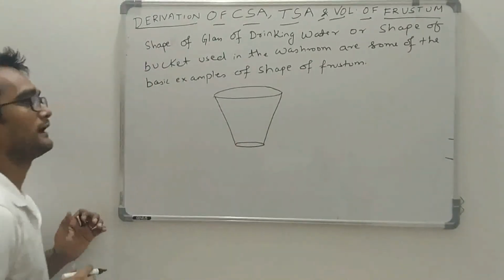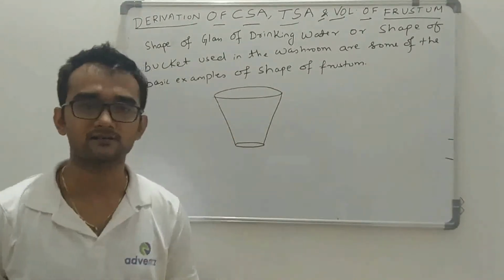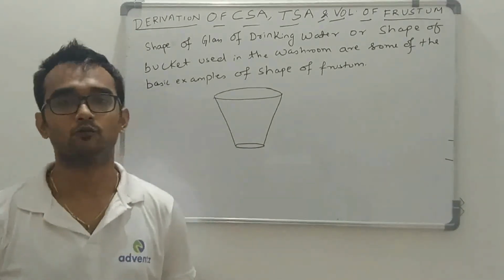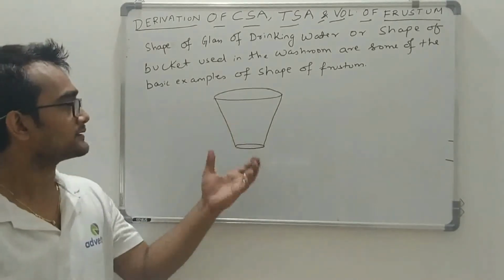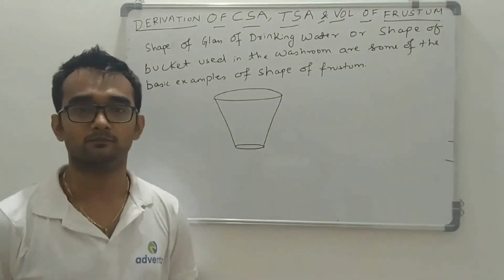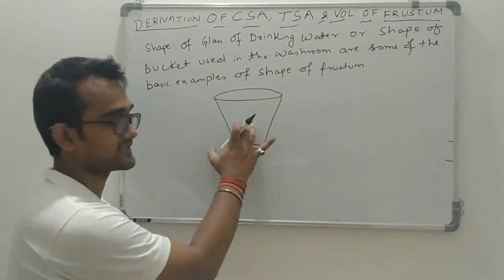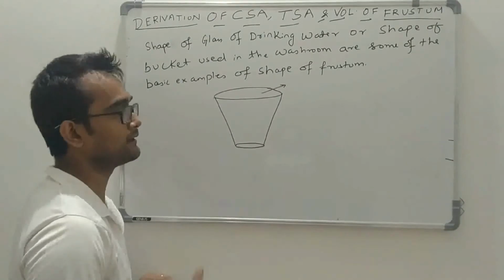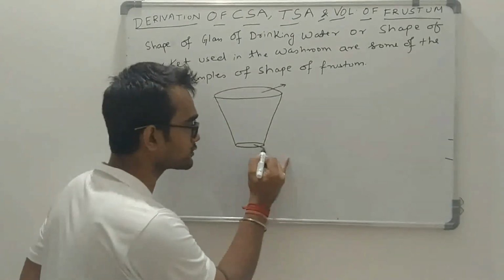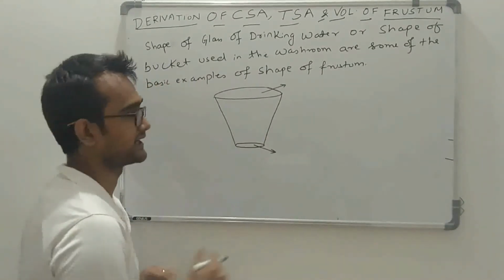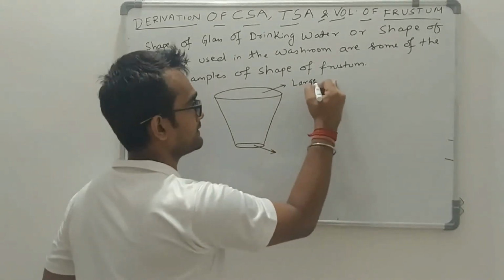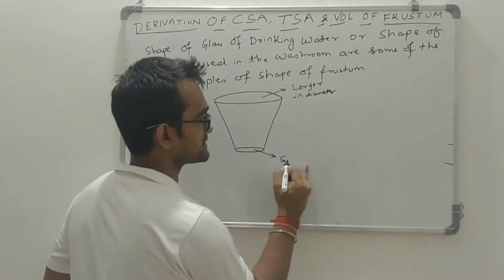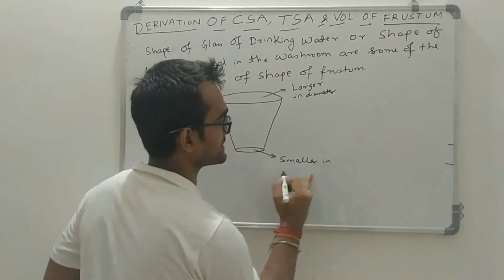So friends, as you know, this is the shape of a glass with which we drink water or the shape of a bucket which we use in our washroom. So this is the basic example of frustum. The shape of frustum is like this, in which the upper circular portion is larger in diameter and the lower circular portion is smaller in diameter. This is larger in diameter and this is smaller in diameter.